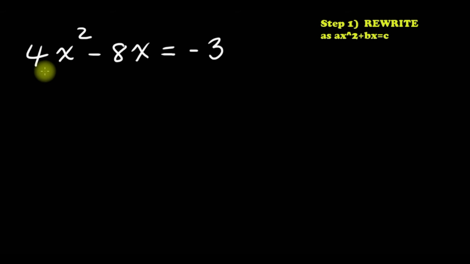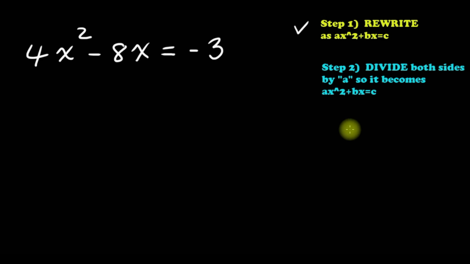Well, if you look at this, you have ax squared, and then you have bx right here, and then there is c. So we do have ax squared plus bx equals c. So step 1 is done. We do not have to move anything around. Step 2 is to divide both sides by a.